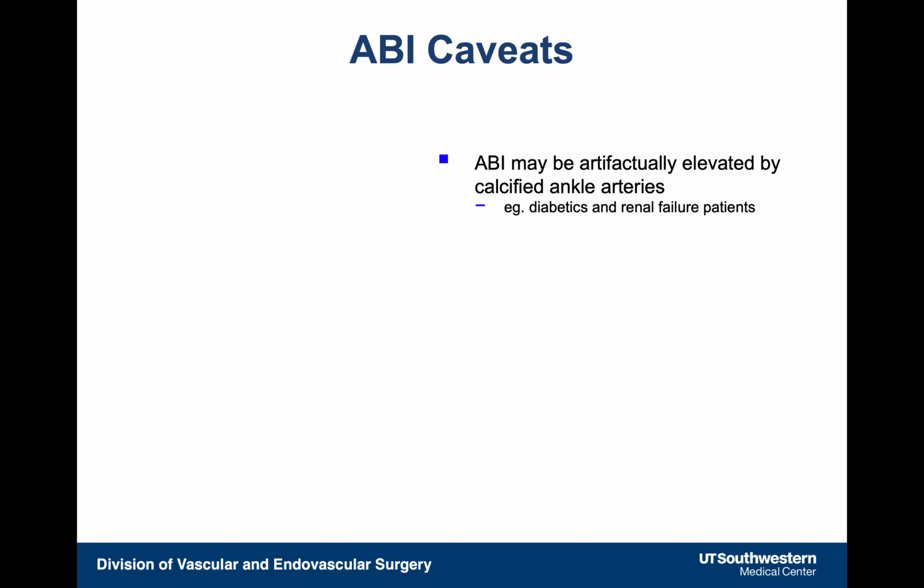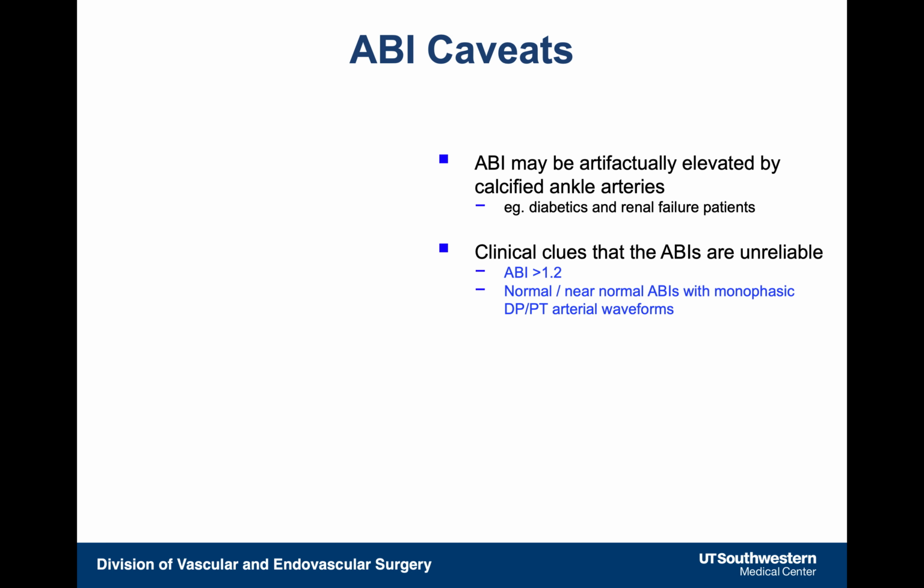Now, there are some caveats that are critical to understanding and interpreting ankle brachial indices. First of all, as I noted before, ankle brachial indices may be artifactually elevated by calcified ankle arteries. And this is particularly prevalent in diabetics or patients with renal failure. Clinical clues that the ankle brachial index is unreliable are ankle brachial indices that are high, in other words, greater than 1.2 or 1.3, or when you have a normal or near normal ankle brachial index with monophasic waveforms at the ankle arteries, namely the dorsalis pedis and posterior tibial arteries.